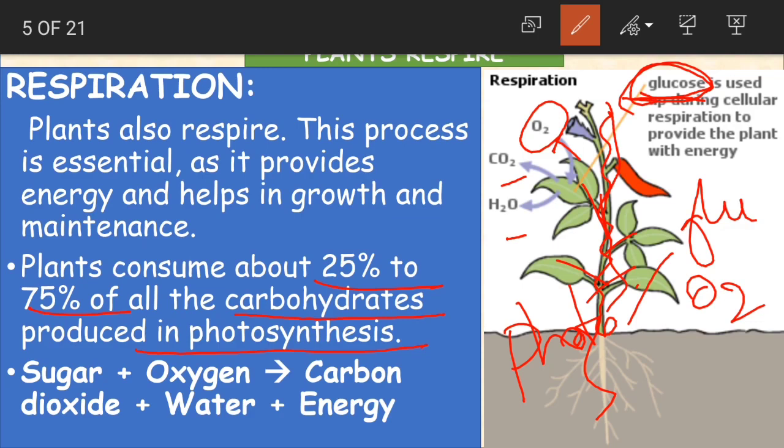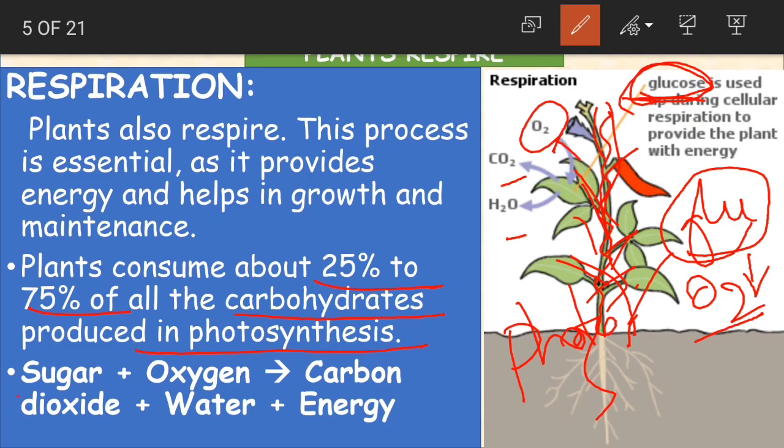Okay, so as the plant needs energy, normally any plant, about 25% to 75% of the carbohydrate is consumed, in the sense it takes it as its food. So this glucose is going to break down with the help of O2, that is oxygen, and it releases energy, and that energy is going to be supplied to all the parts of the plant. Clear, children? Yes. So again this results in photosynthesis, that we are going to learn in further classes.